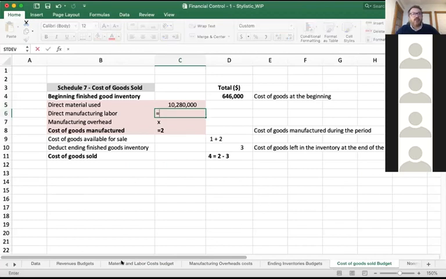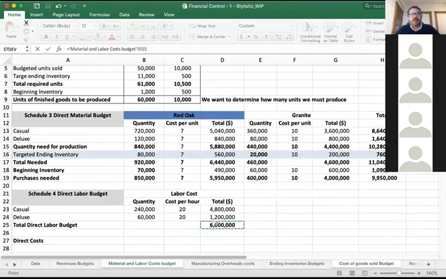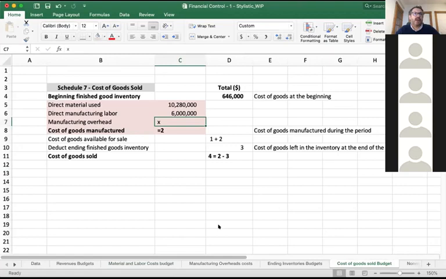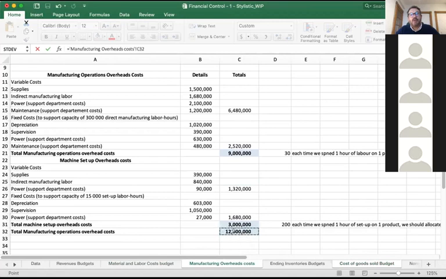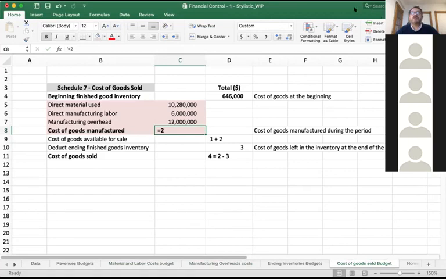Direct manufacturing labor, same thing here. We can go here. It's the direct labor we used during the period. And for the manufacturing overheads, it's the 12 million we also used during the period. So we should find a cost of goods manufactured of 28 million 28. This is the cost we used during the period to manufacture the goods we manufactured during the period. So that is the cost of goods manufactured.